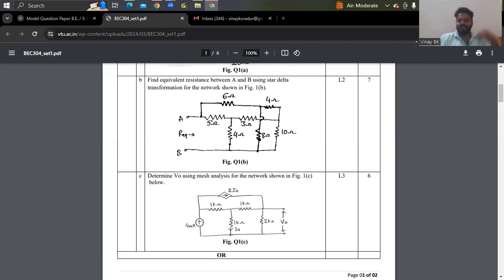So in this session, let's start with model question papers of network analysis for E&C students. Now, without wasting time, question number 1A is already discussed and uploaded in my playlist called model question paper network analysis. So let us start with question number B and question number C now.